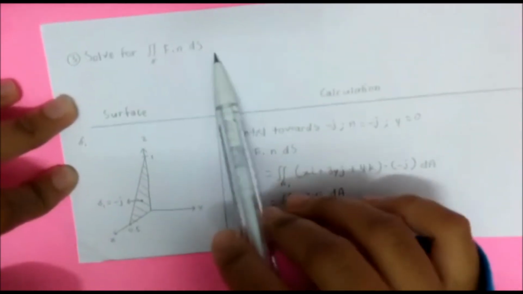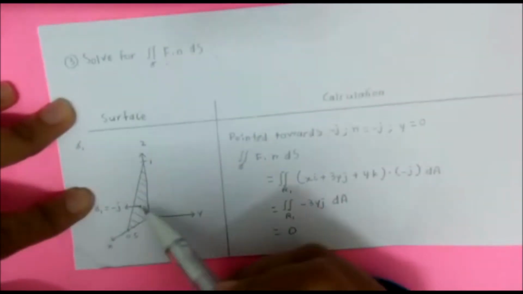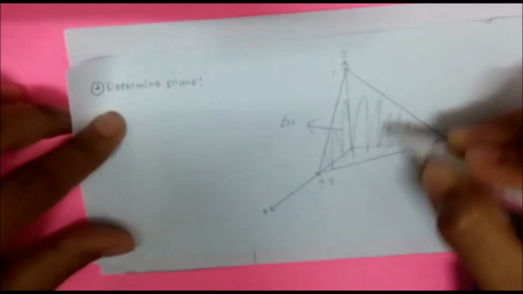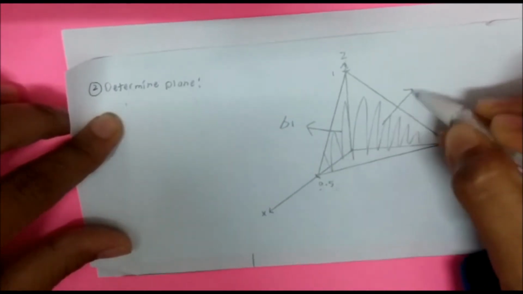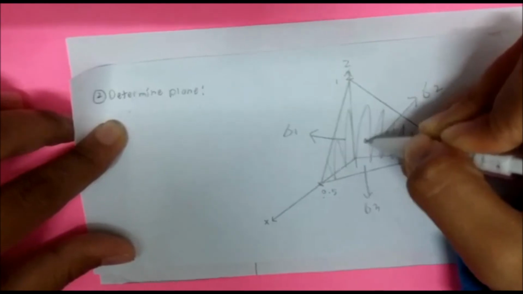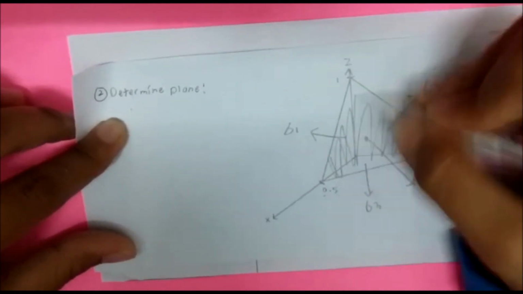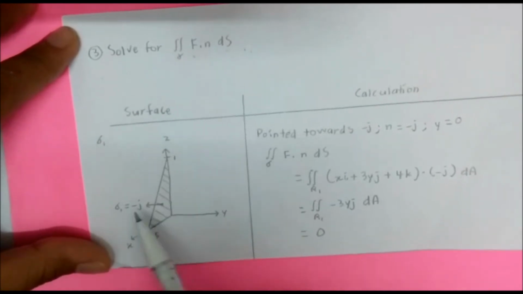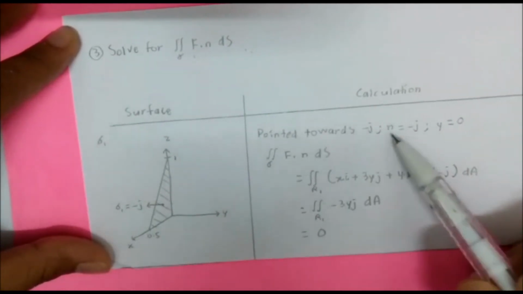For the third step, we need to solve the double integral of F dot dS. From this, we know that this is our first plane, this will be our second plane, this will be our third plane, and the fourth plane will be the bigger one.